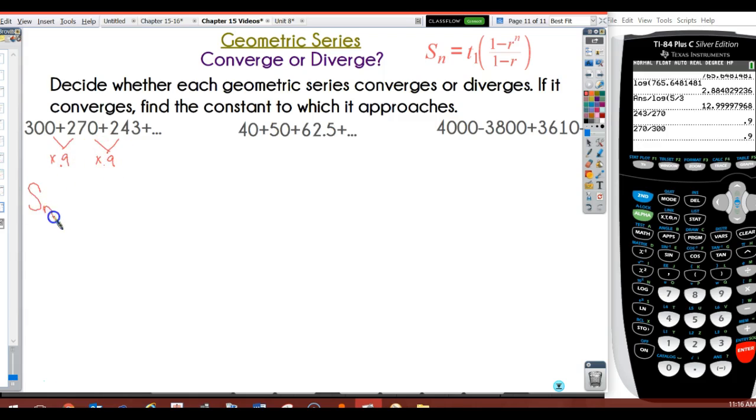So my partial sum would be found by taking my first term times 1 minus 0.9 to the nth power over 1 minus 0.9. From here, this means that our terms are getting smaller and smaller because each time we're taking 90% of the previous. So the numbers that we're adding are getting smaller, so my sum is going to slow down.